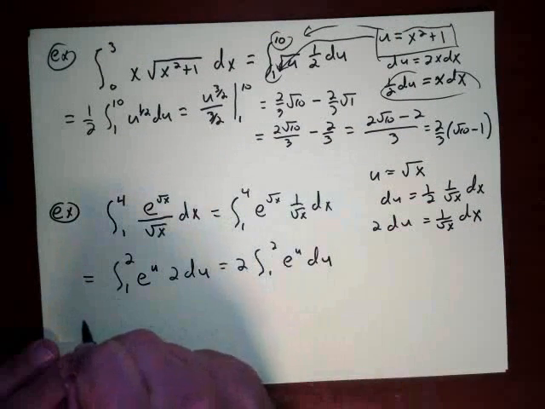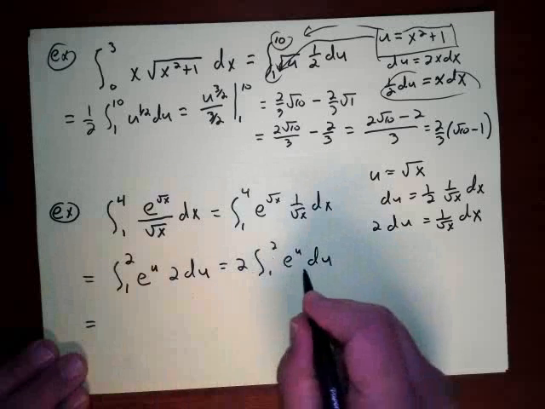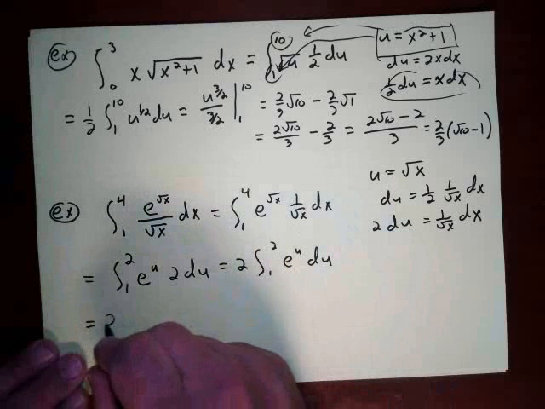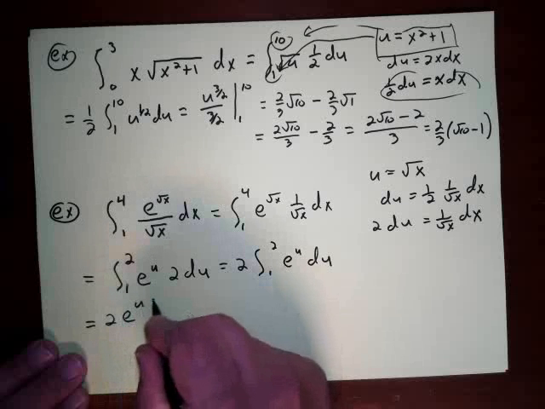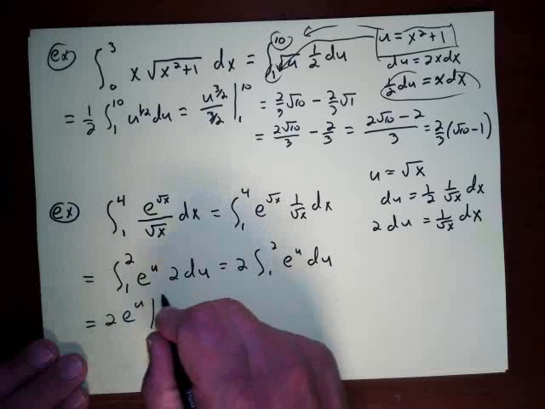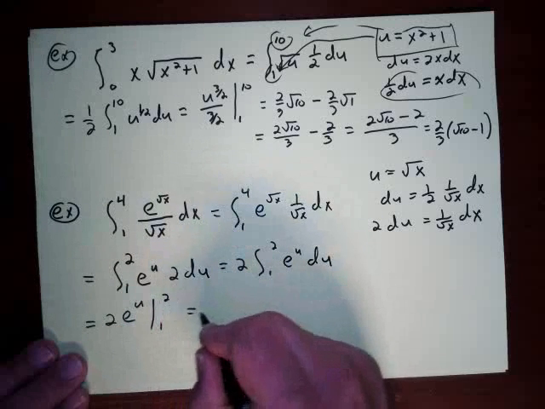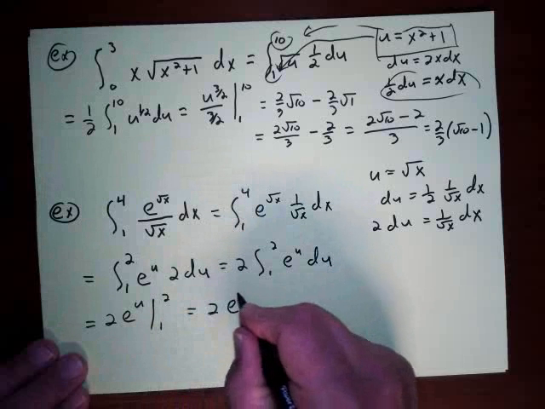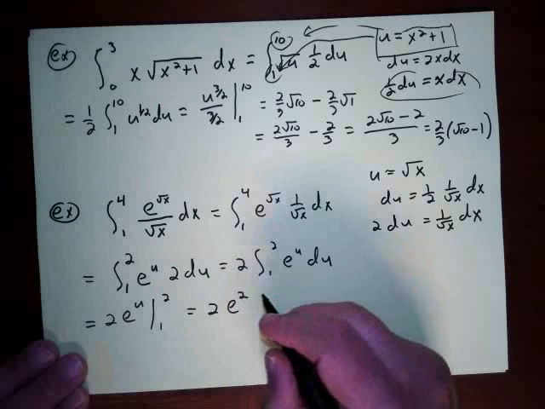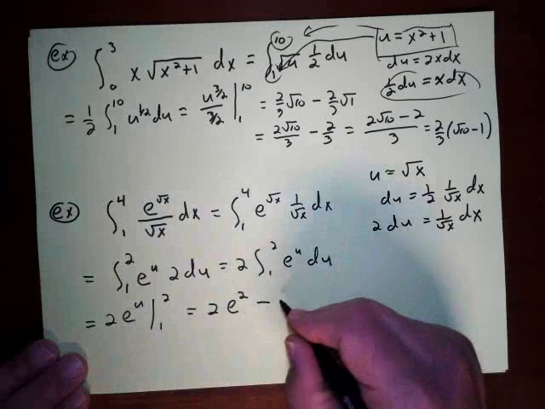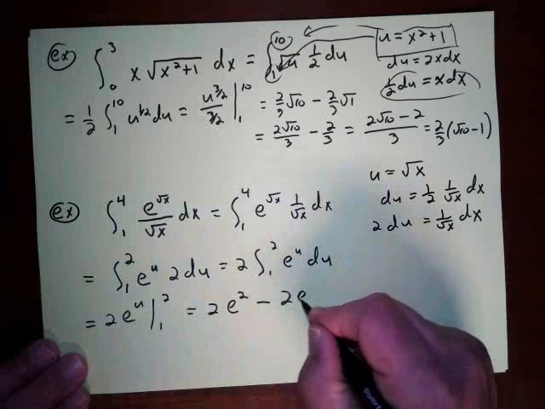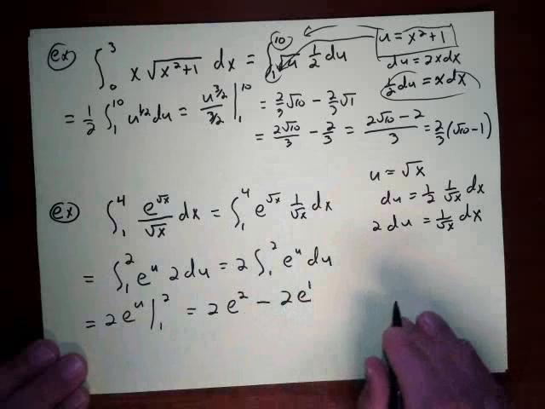And then the antiderivative of e to the u is just e to the u. So I get 2 e to the u from 1 to 2. And so this would be 2e squared minus, so that's plugging in the 2 and now plugging in the 1, 2e to the first.